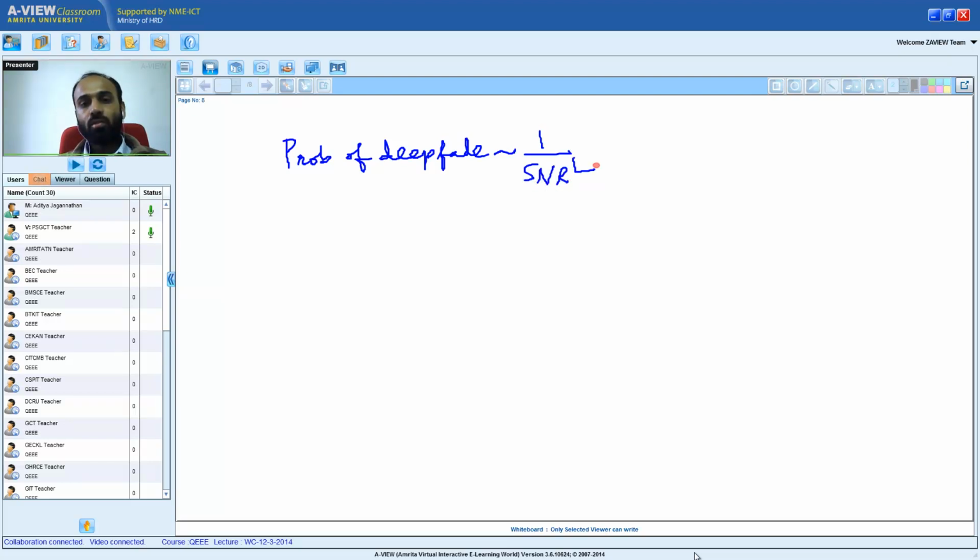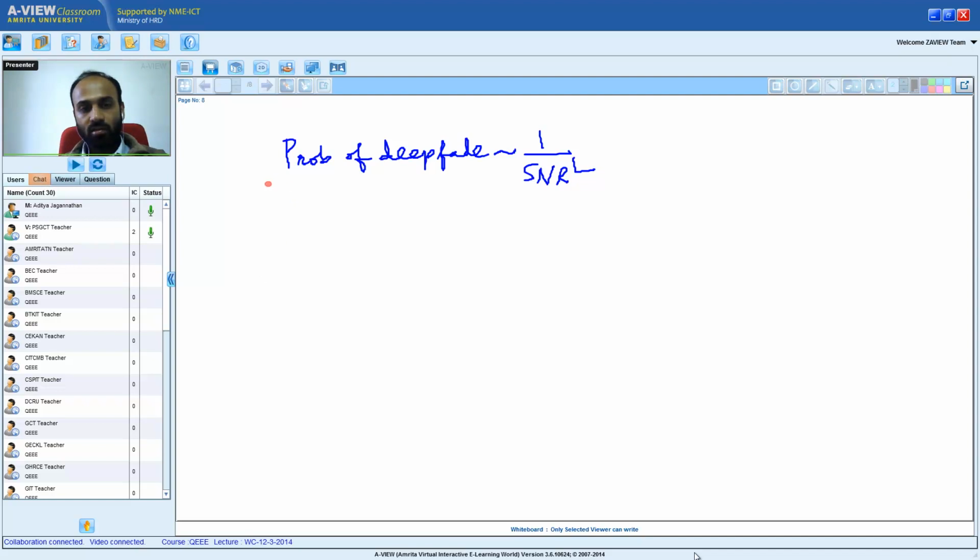And therefore, since the probability of deep fade is decreasing, remember for the Rayleigh fading channel, the probability of deep fade is 1 over SNR. Now it has become 1 over SNR to the power of L. Therefore, the probability of deep fade is decreasing as 1 over SNR to the power of L. The corresponding bit error rate is also decreasing as 1 over SNR to the power of L.